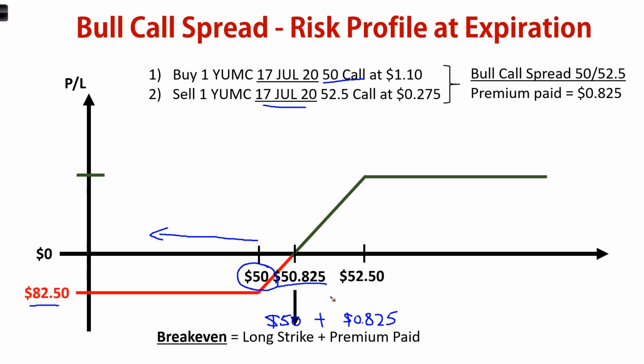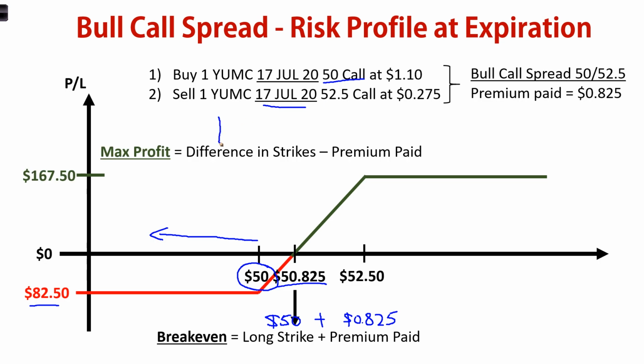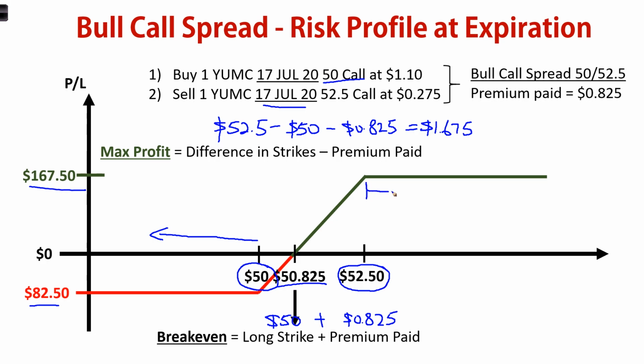Lastly, our max profit at expiration will be the difference between our short strike and the long strike minus the premium paid. And this gives us 1.675. Remember to multiply by 100 shares, and therefore our max profit is 167.5. Our max profit will occur at our short strike, which is $52.50. And this will only occur on expiration, which is the 17th July, if Yum China stays at 52.5 or goes higher than that.